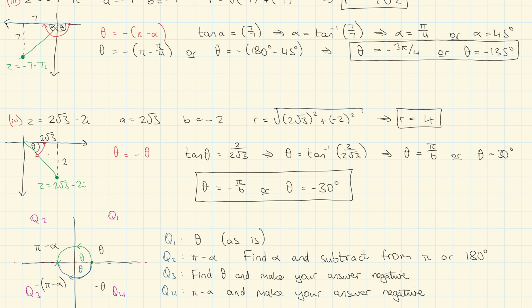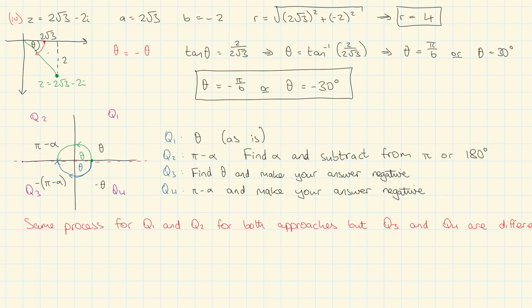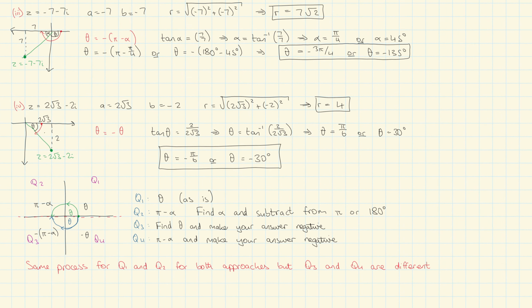So there's our alternative approach. So just to run through it again, the approach for Q1 and Q2 stays the same. If we're in Q3 then, we treat it as pi minus your angle alpha and make your answer negative. And if we're in Q4 then, you find theta identical to Q1, and then just make your answer negative. And that's us done for the alternative approach.